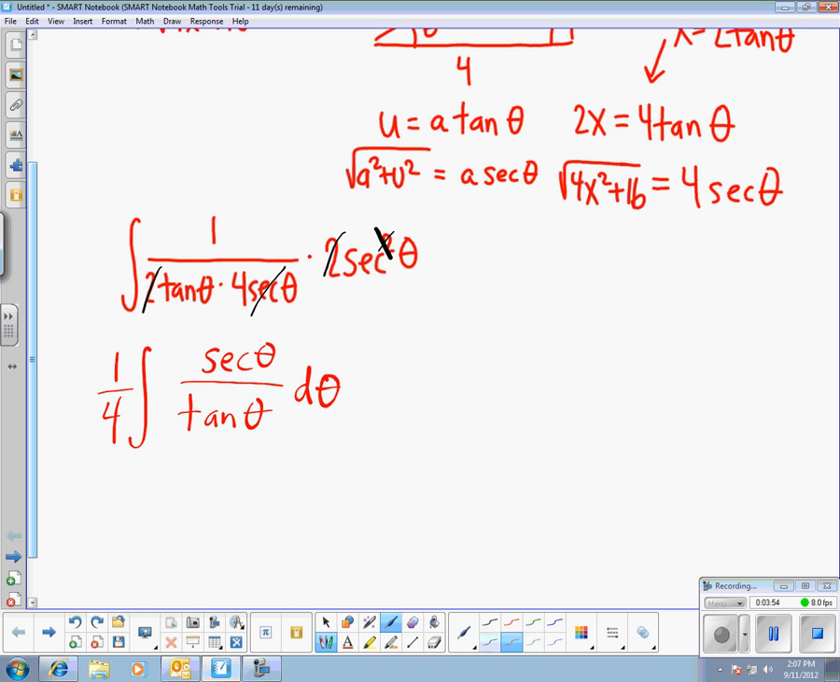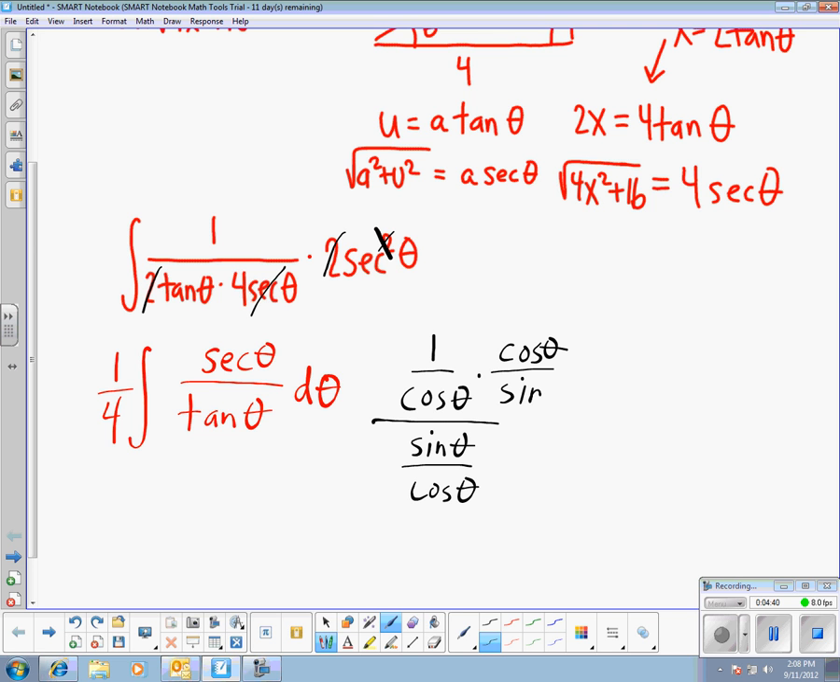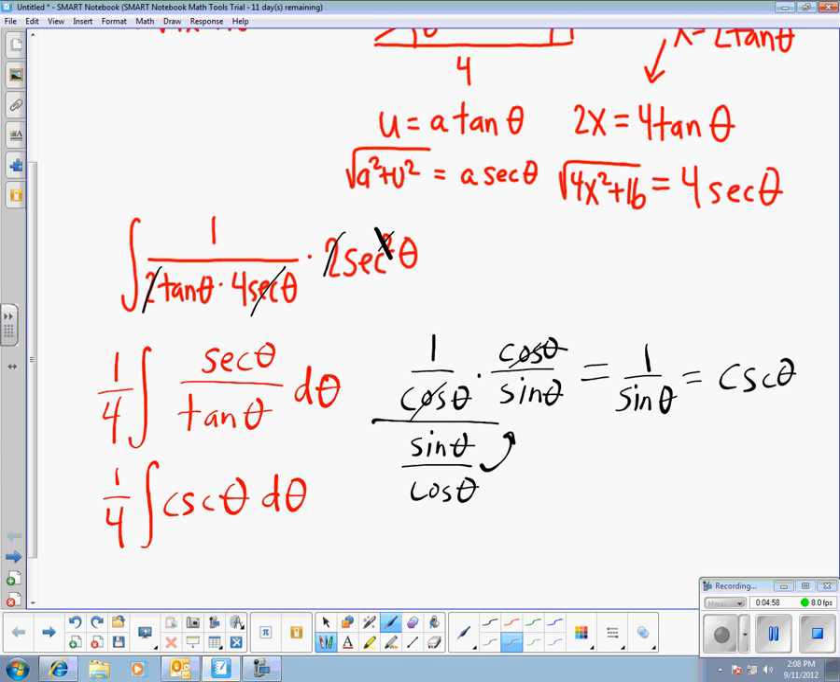Secant is 1 over cosine, and tangent is sine over cosine. So I've got secant on top and sine over cosine on the bottom. And dividing by sine over cosine is the same as multiplying by cosine over sine. I can pull that up and flip it over. Then I can cancel, get 1 over sine, which is cosecant. Okay, so long story short, this integral is 1/4 the integral of cosecant theta d theta.